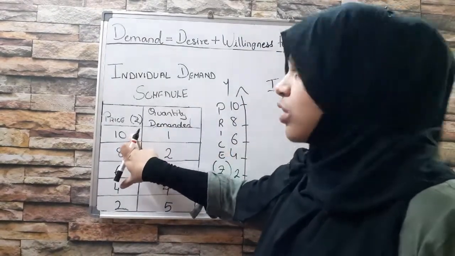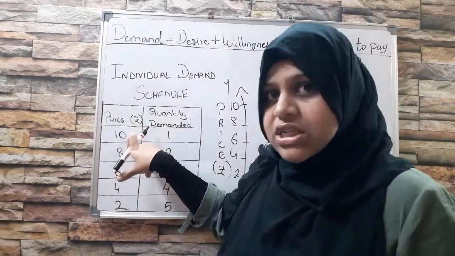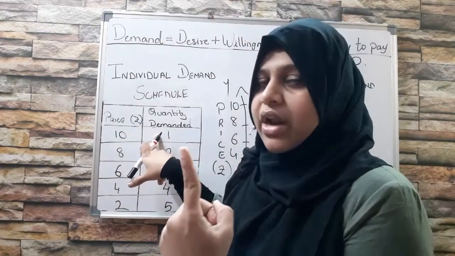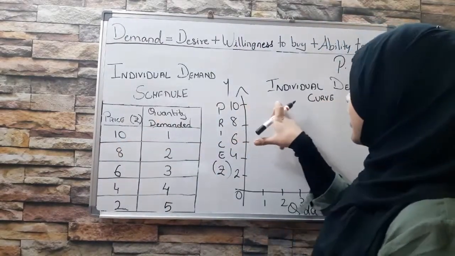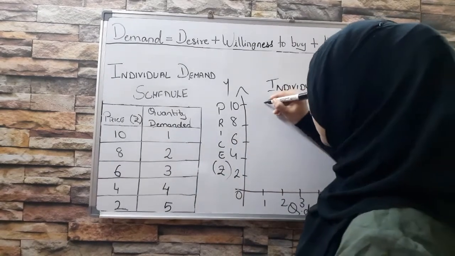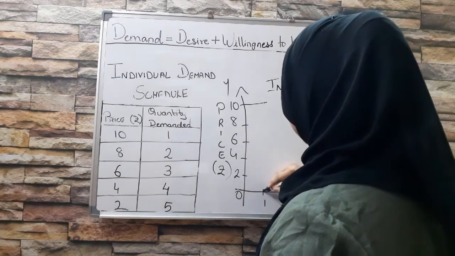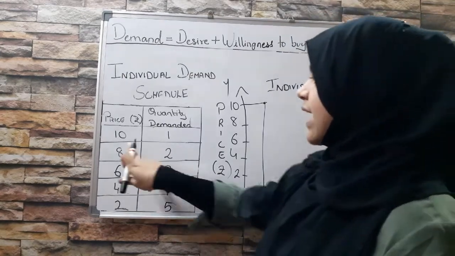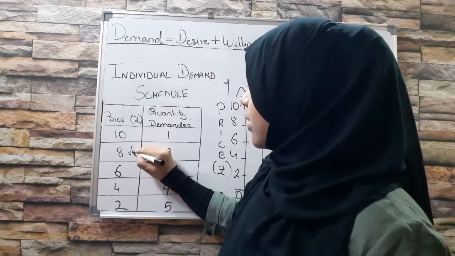When the price was rupees 10, it is considered expensive, costly, and that is why the quantity demanded was only 1 unit. So in the line of 10 and in the line of 1, you are going to put a dot. Next, the price is falling.